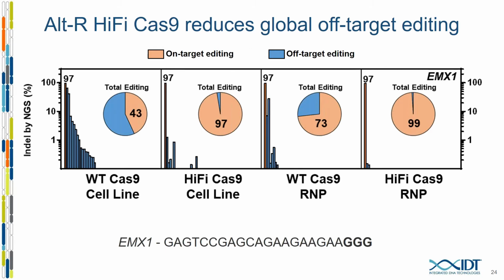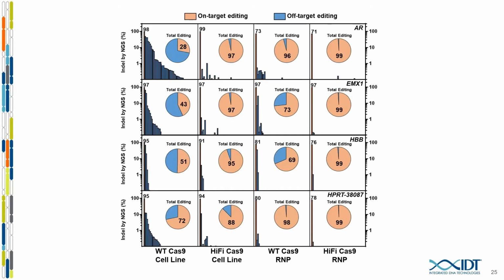Again, this is one guide, this is the EMX1 guide, but if we extrapolate that to 4 different guides, you can see it's essentially the same story. A lot of off-target editing when we use wild-type Cas9 with stable cell line delivery. You can clean up a good deal of that in stable cell line context by introducing the HiFi mutations. Alternatively, if you use RNP delivery, you can use the wild-type Cas9. You still get some persistent off-target edited sites with certain guides, but you do clean up a lot of it. And then RNP delivery of the HiFi Cas9 gets you the rest of the way there. And in every case, we saw 99% or greater on target.